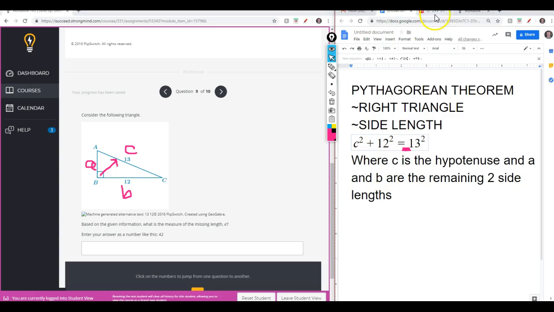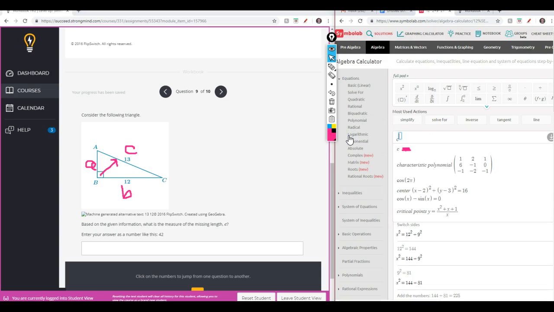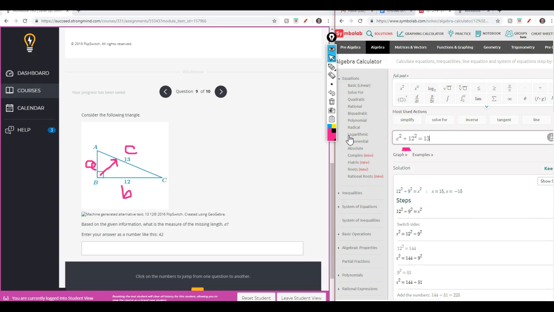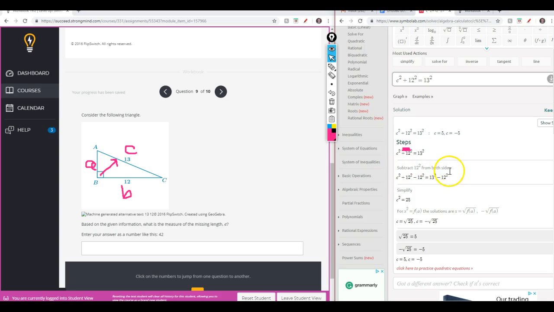This is totally fine. So now we're going to jump over to our symbol lab. We had c squared plus 12 squared equals 13 squared. So again, I want you to understand the relationship in the formula. This will help support us through the algebra. So it says subtract 12 squared from both sides. Notice that we have c squared plus 12 squared minus 12 squared equals 13 squared minus 12 squared. And then it says to simplify, c squared equals 25.